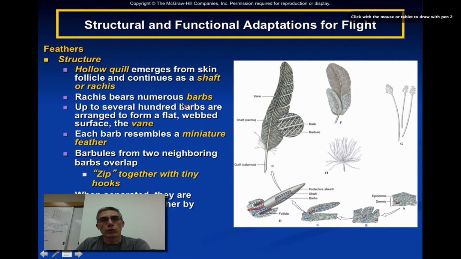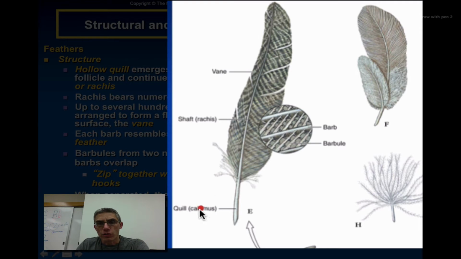The first thing you want to do is think about the hollow quill that's going to emerge from the skin follicle and actually continue as what we consider the shaft or the rachis of the feather. So down here towards the right hand side, you're going to notice we have the quill of the feather located right through here. And again, that's going to make its way up through the center of the feather, and this is going to continue as a shaft or rachis. If you notice, the rachis is going to be right through here once you get to this point.